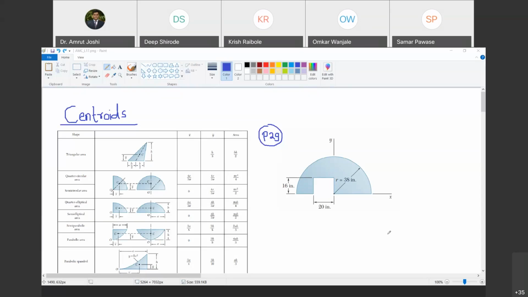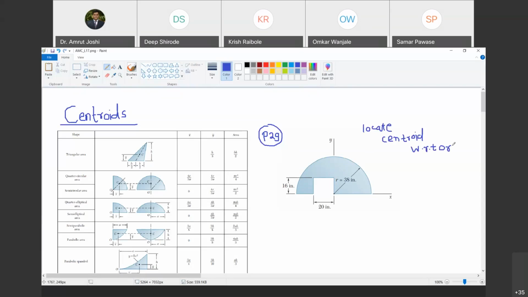That process, I am sure that you will understand. That is very easy. So look at this problem. You have to locate the centroid with reference to the origin. That's what is being asked. So locate the centroid with reference to origin.